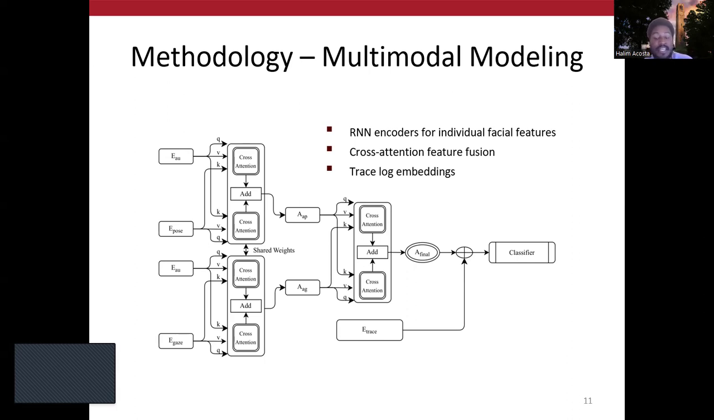It is then added with its inverse representation for downstream processing. Subsequently, these representations are combined utilizing a second cross-attention layer, culminating in a final attention map. We then combine the trace log embeddings and the derived attention map together before it's processed by a feed-forward classification head.